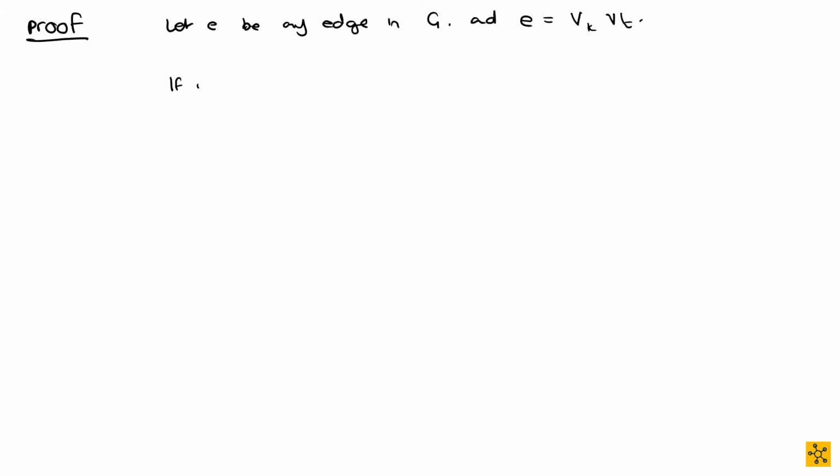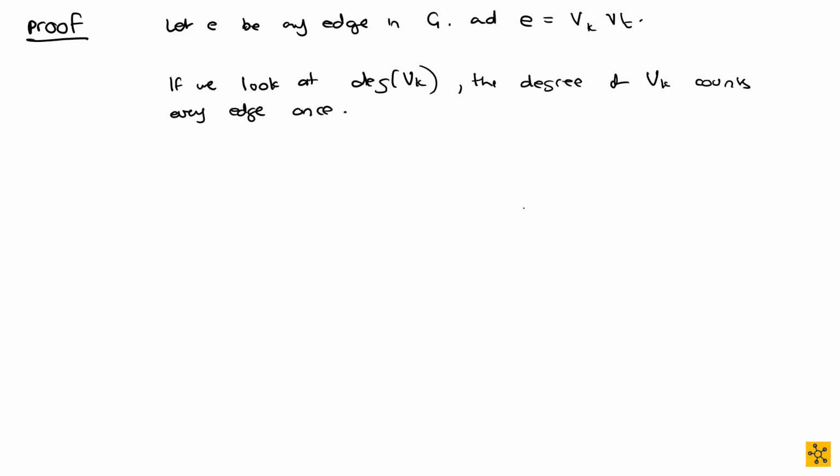So if we look at the degree of VK, we know that because it's a simple graph, the degree of VK counts every edge once. And this includes that arbitrary E, because E is made out of VK and VT.